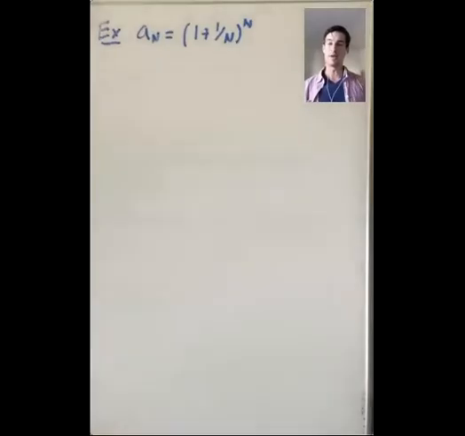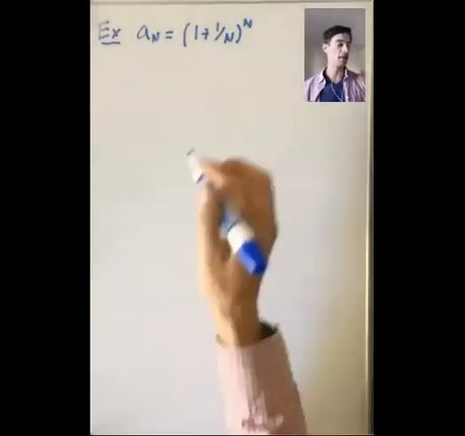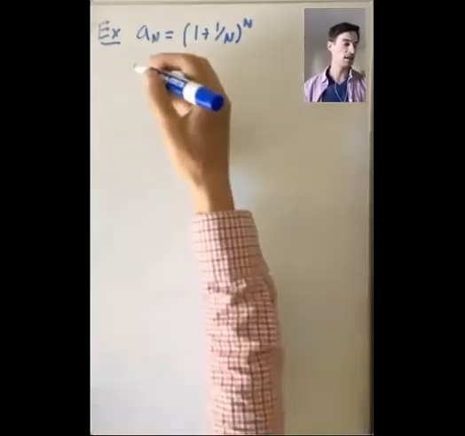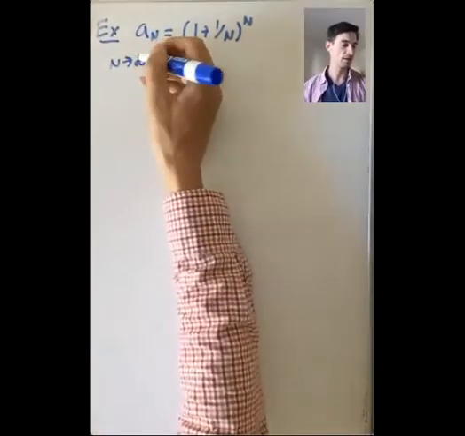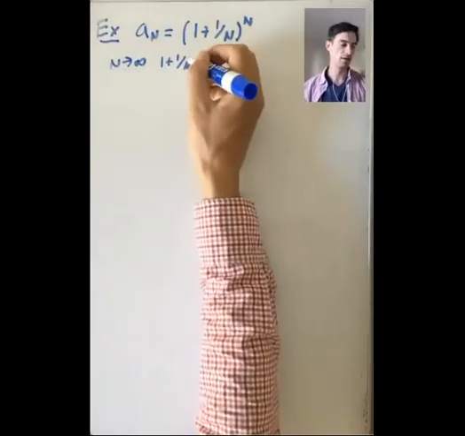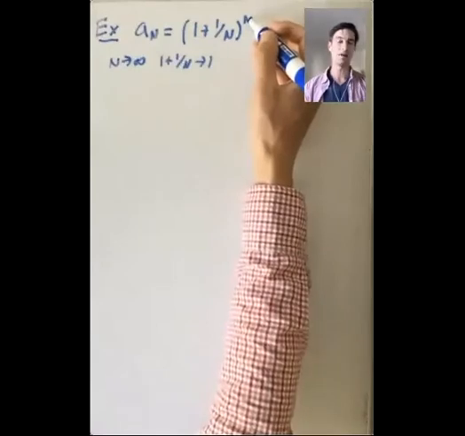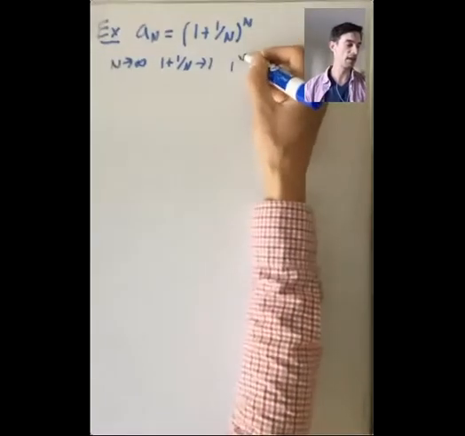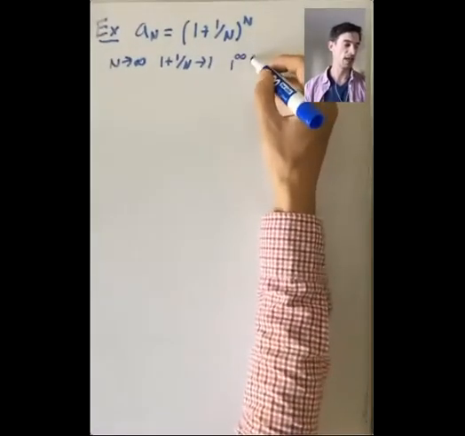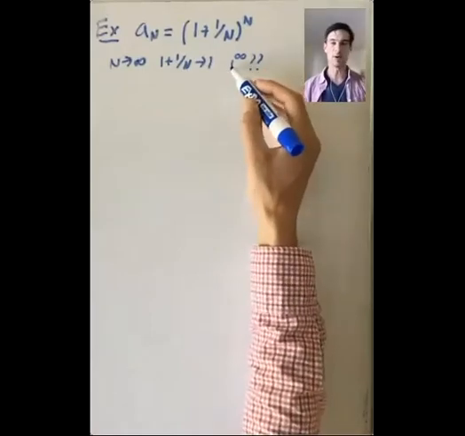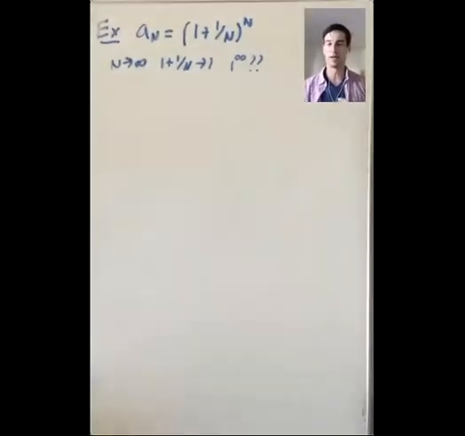Let's look at this sequence: a_n equals (1 plus 1 over n) to the nth power. So as n goes to infinity, what's happening? 1 plus 1 over n is going to 1, but we're taking something to a higher and higher power. So we're getting a limit that looks maybe like 1 to the infinity. But it's not quite equal to 1. It's something a little bit bigger than 1 that's approaching 1. So here we have to do something a little more sophisticated.